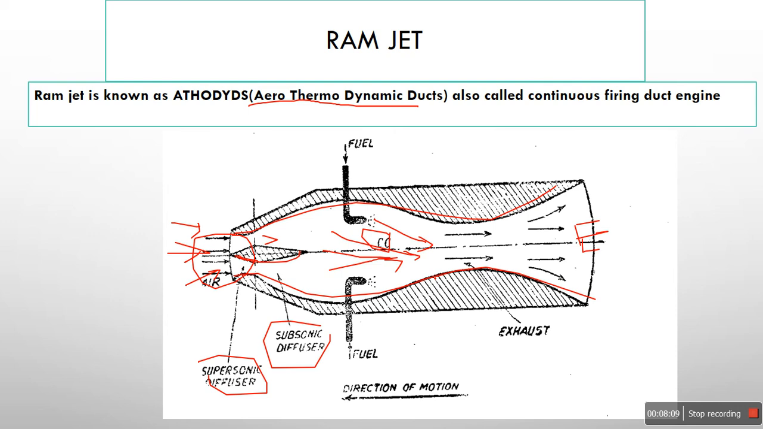Okay, now we see the further slides, how the ramjet actually works and its history. I start the screening here.